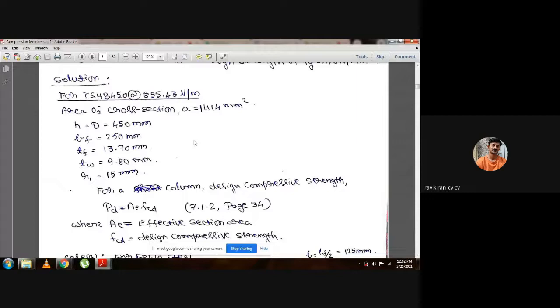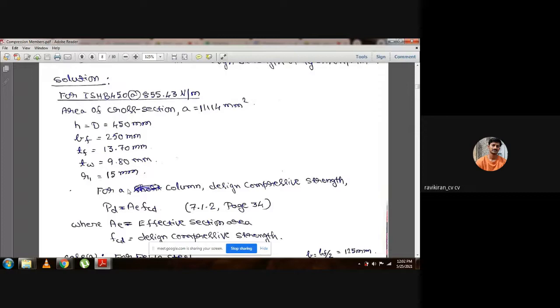So in this, what are the things you need to write down? The depth of the section, as it is ISHB 450, is given as 450. Sometimes it is also denoted as H, or in your steel table it is mentioned as small letter h. The breadth of the flange is 250 millimeter. Thickness of the flange is 13.7 millimeter. Thickness of the web is 9.8 millimeter. And R1 is 15 millimeter.